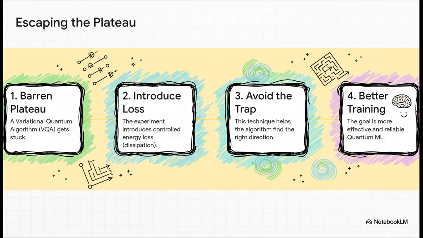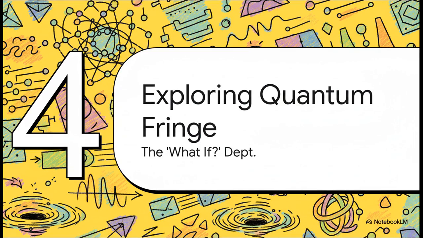And this is where the real experimentation comes in. There's this one project, VQE QML Dissipate, that's testing a fascinating solution. What if you intentionally introduce a little bit of controlled energy loss, dissipation, into the system? The theory is that this might help the algorithm feel the slope again, giving it a little nudge so it can avoid the plateau and keep on learning. Super clever stuff.